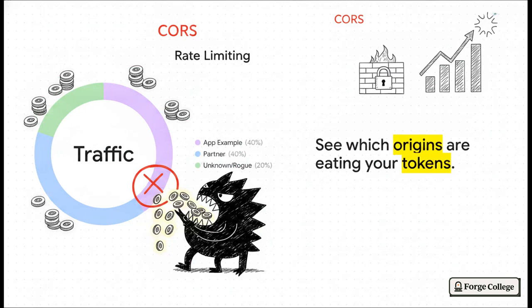And to do that effectively, you need visibility. Just like this traffic origin breakdown chart, which we pull right from our metrics summary script. This chart shows us exactly which slice of the pie is eating all our arcade tokens. Look at this. Our app example is taking 40%. A trusted partner integration is taking another 40%. But there's this unknown, rogue element eating up 20% of our capacity. Because our monitoring lets us actually see this happening, we can safely blacklist that rogue 20% and raise the token limits for our trusted partners.